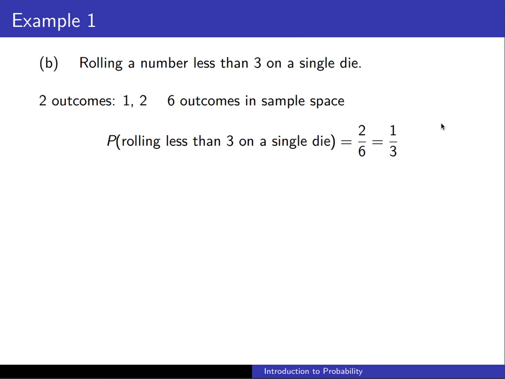We could also express this as a decimal. 1/3 is 0.3 repeating, or as a percentage, which is 33.3% with a bar over the last 3 in the decimal place. So we can express it as a decimal, a fraction, or a percentage. And we'll see variations of those throughout this unit.